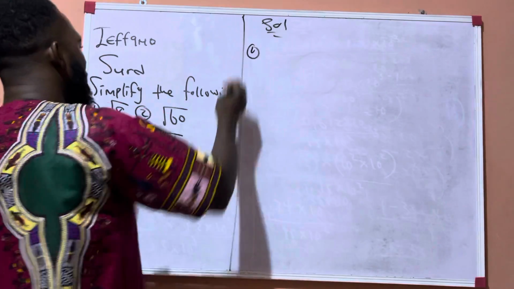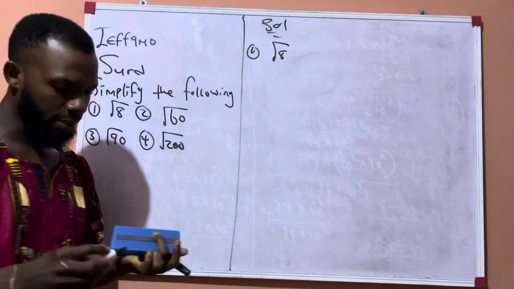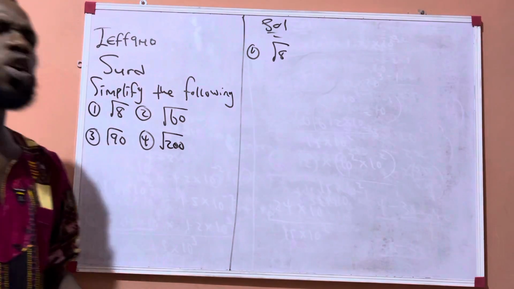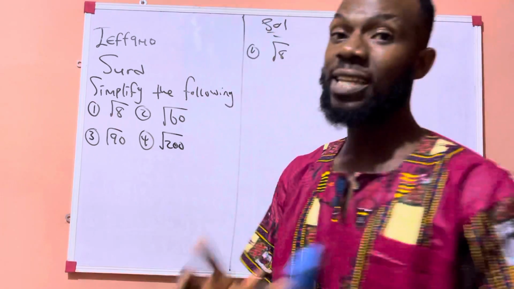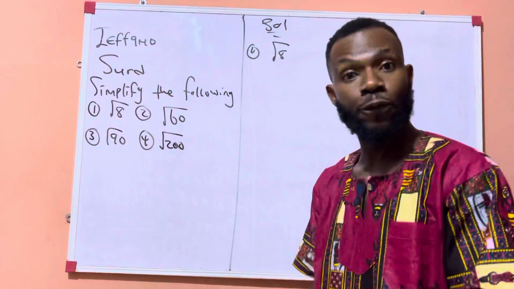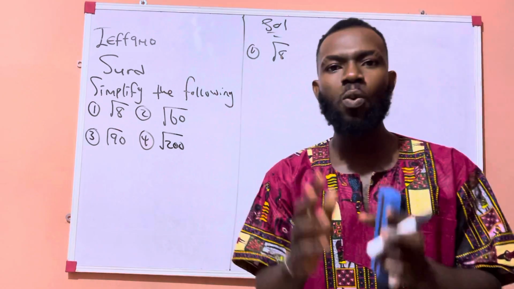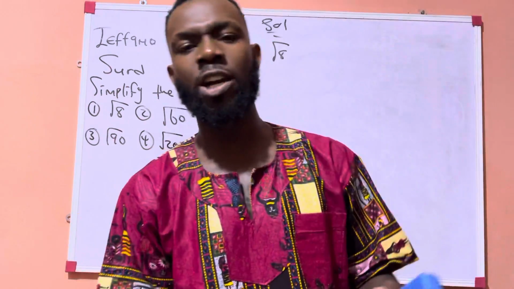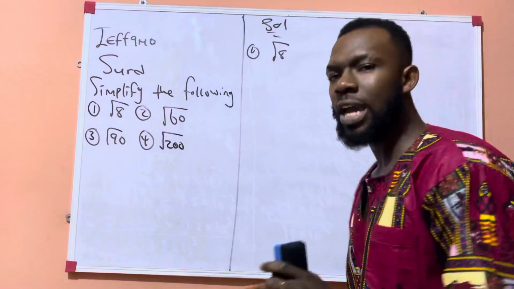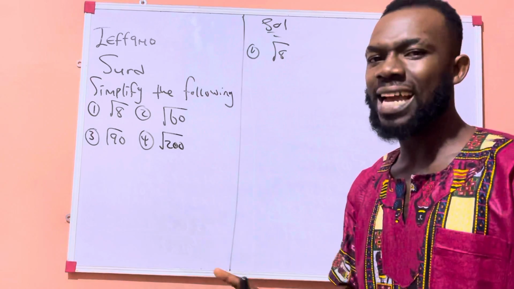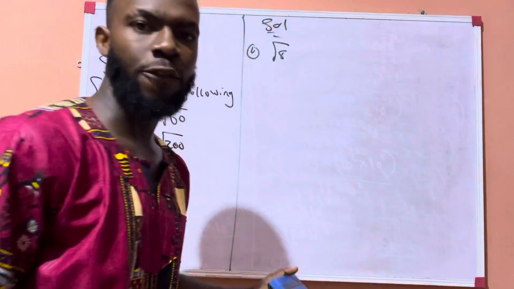Question number 1 says we should simplify root 8. Now, most of us don't know how to simplify. When you are simplifying a certain number that is in root form, you think of 2 numbers, where one is rational and the other is irrational. How do we do this? We can use the LCM method to get these 2 numbers. Let us apply it. Let us look for the LCM of 8.